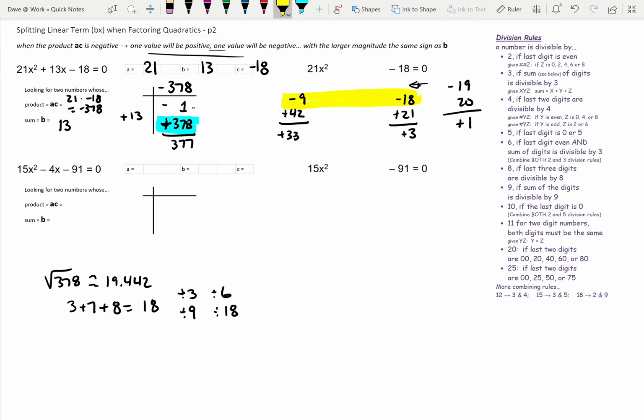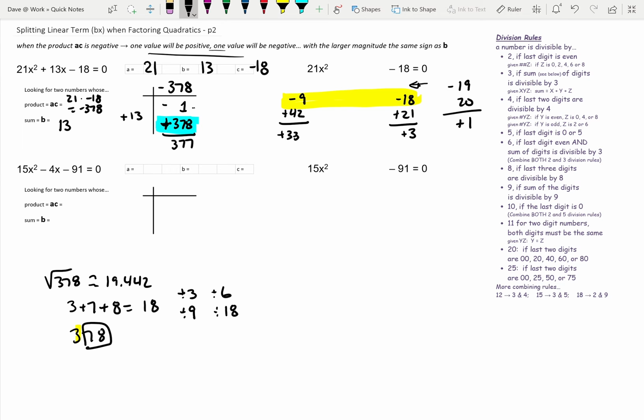Let's take a look here. 378 divided by 11, no, that's not it. It's not divisible by 12 because if it was divisible by 12, I would have expected 78 to be divisible by 4. It's not, so not 12.